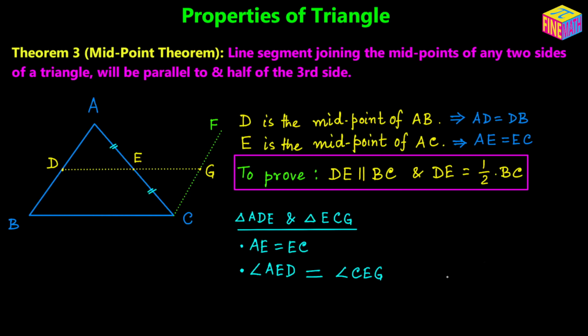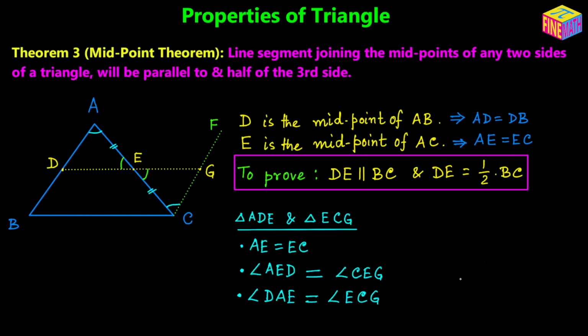Also, if we look at the angles DAE and ECG, those two angles are also going to be equal because they are alternate angles between the two parallel lines AB and CF, assuming AC is the transversal. So if AC is the transversal, then angle DAE and angle ECG will be alternate angles. Therefore, they will also be equal, right? Now think about it. We have angle A equal to angle ECG. Then angle AED is equal to angle CEG. And then the sides AE and EC are also equal.